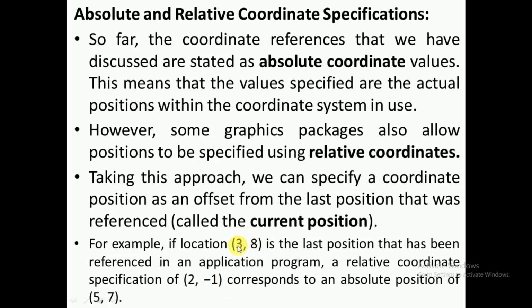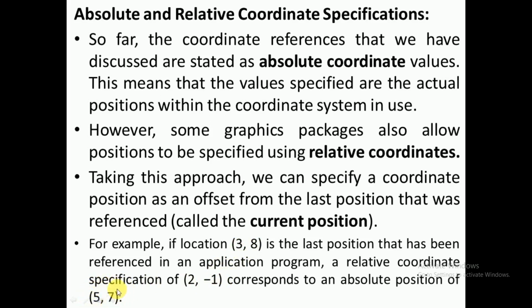Already I am at 3, 8. Now I am giving 2, minus 1, which means plus 2 in x: 3 plus 2 you get 5, and 8 minus 1 you get 7. Whatever value I mention next time is an offset from the currently used value. This value is an offset from the current position. To 3 it adds 2, from 8 it subtracts 1, and then you get 5, 7.